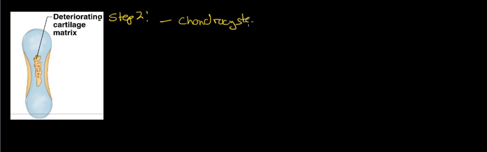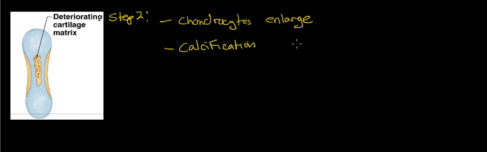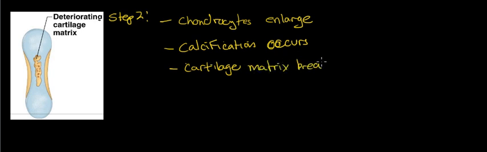So, chondrocytes. One more time. Enlarge. Calcification occurs. And cartilage matrix breaks down. Cavity forms. Alright, that's step two.